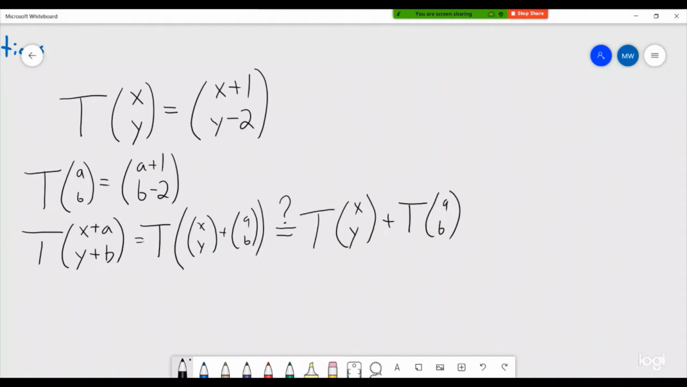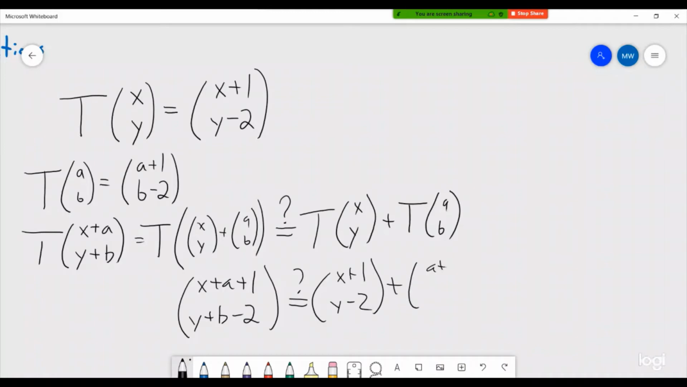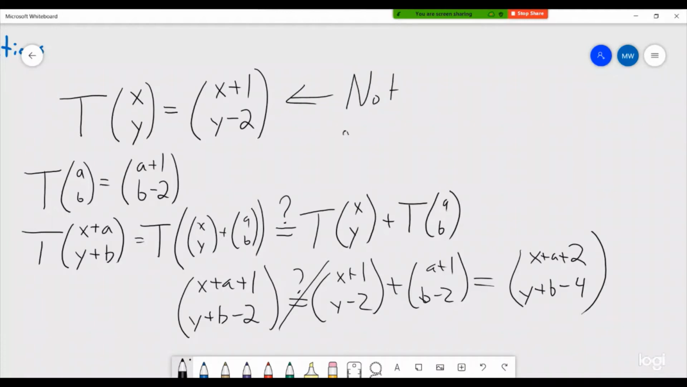So if we look at T of (x + a, y + b), that's going to be the vector (x + a + 1, y + b - 2). And we are saying, is that equal to (x + 1, y - 2) plus (a + 1, b - 2)? It turns out it's not, because this is going to be x + a + 2, and this is going to be y + b - 4. And because these are not equal, this is not a linear transformation.